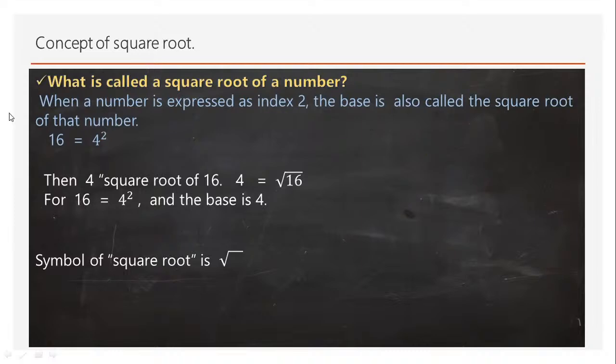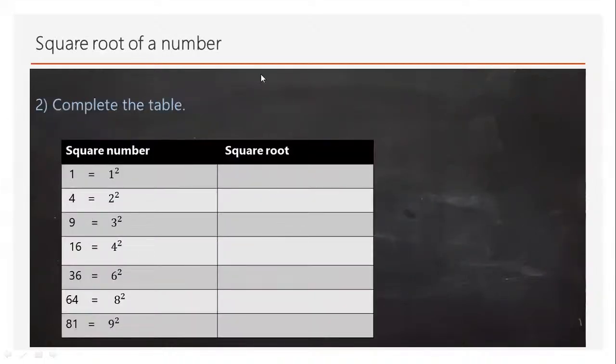Complete the table. Right. We are going to find the square root of each of the following. So now look at this. The square root of 1, look at the root here. That is 1. The square root of 4, what is the root here? 2. And the square root of 9, what is the root here? 3. And the square root of 16, look at the square root here. What is that? That is 4.